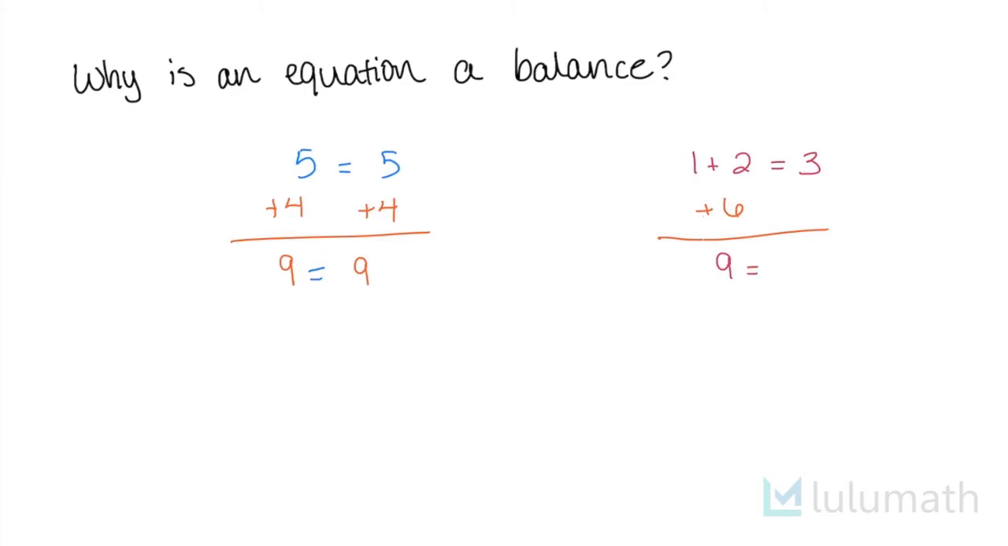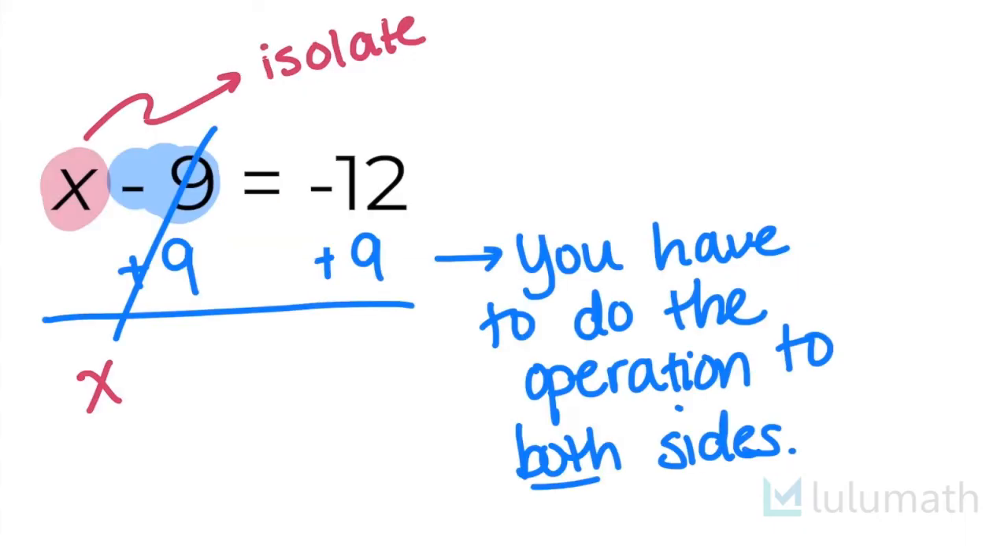And 9 is equal to 3 is not a true equation, and they're not equal to each other. But if I add 6 to both sides, this will now say 9, and now it is a true equation. And that's why an equation is a balance, and that's why you have to do the same operation on both sides of our equation. Okay? So on my left side, I'm left over with just simply x. Again, because negative 9 plus 9 is 0.